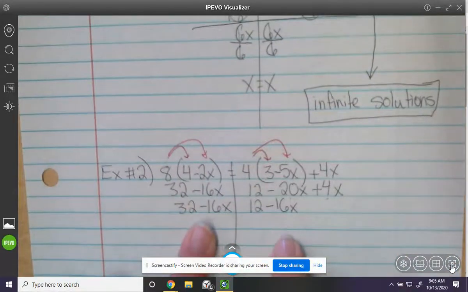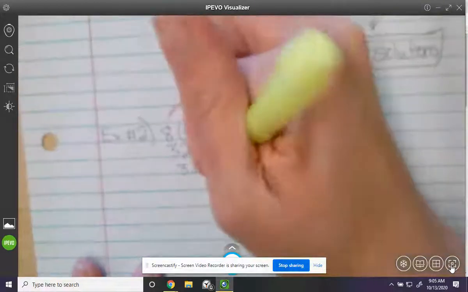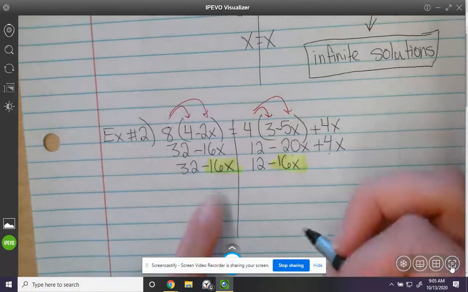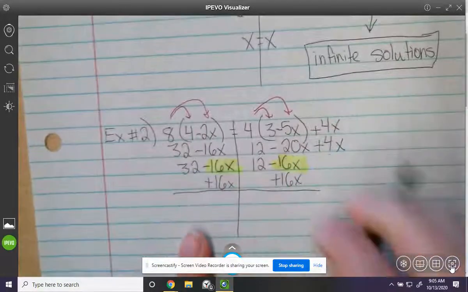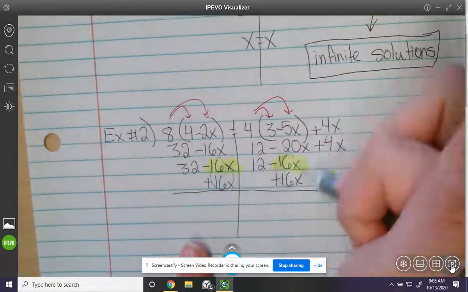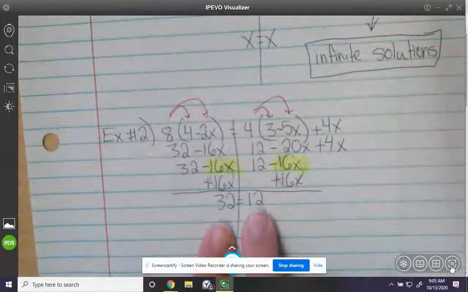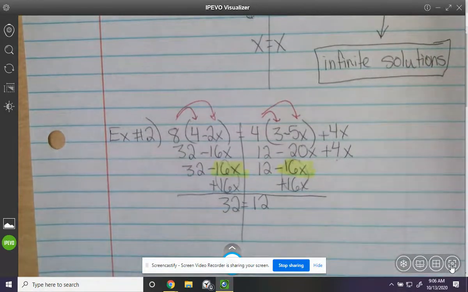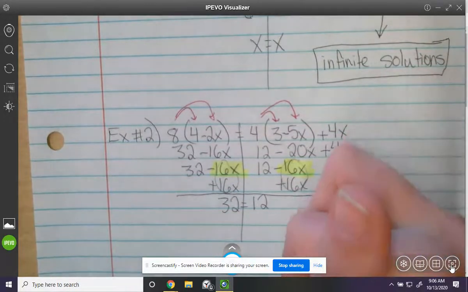So now I ask you, is everything the same? No, just my x's are the same. That's going to lead us to something weird happening yet again. I'm going to add my 16x on both sides. That goes to 0, that goes to 0. So I'm really only left with 32 on this side and 12 on that side. 32 equals 12. In what universe is that a thing? In no universe. Because my x's canceled out, I don't even have an x anymore, so therefore my answer is no solution. Not a single number is going to make this work.